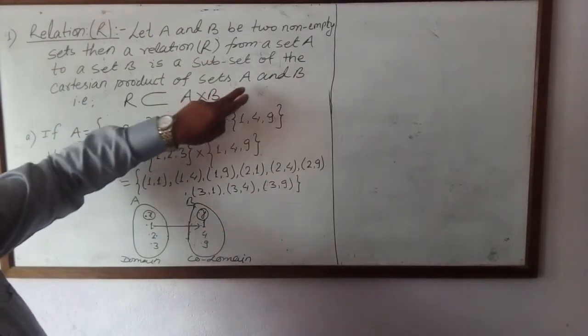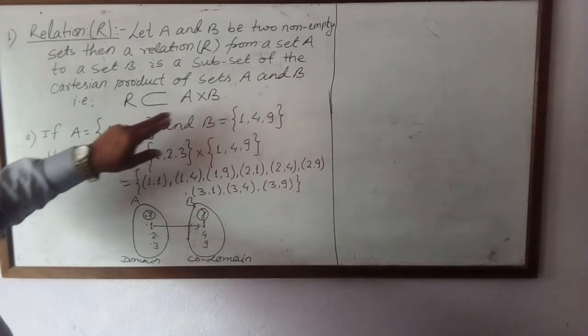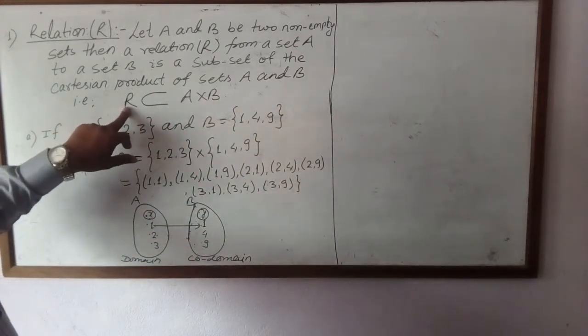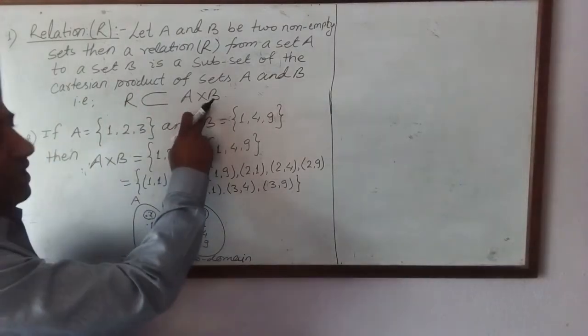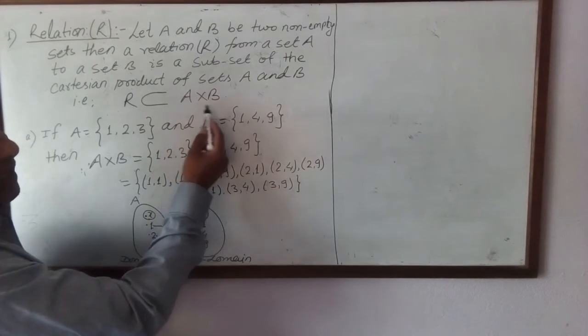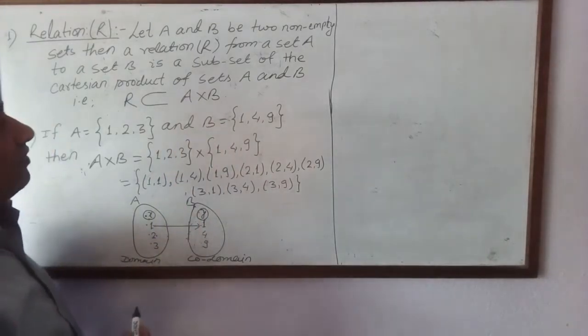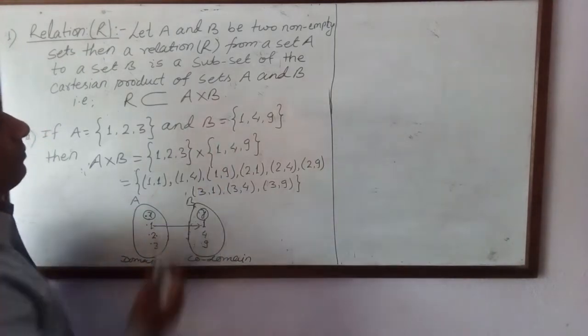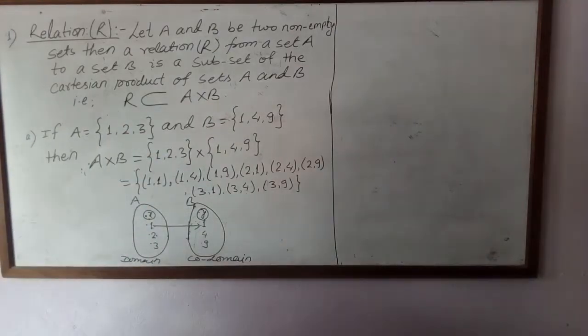Now I have taken the sets A and B, both non-empty. Then this R is a relation. This R is a subset of A cross B. Mathematically we write A cross B, which means the Cartesian product of A and B. Now I'll give one example of this A and B.